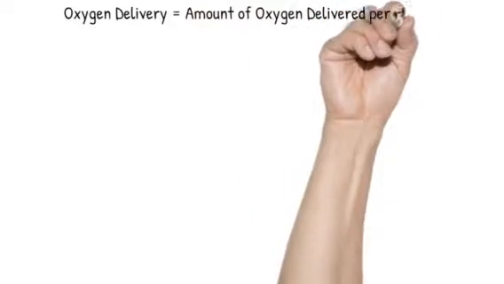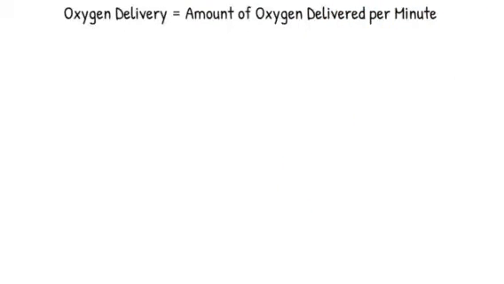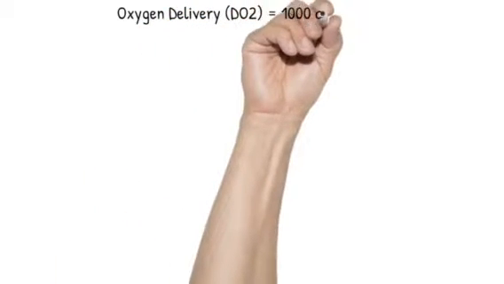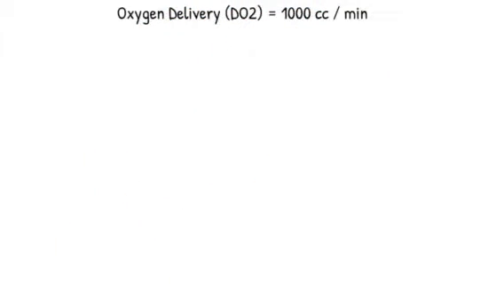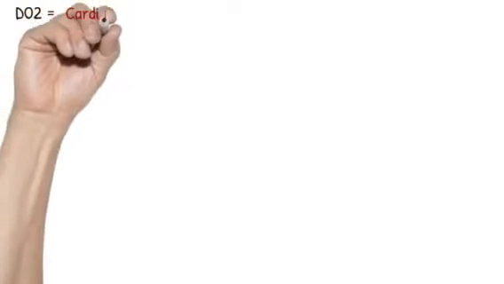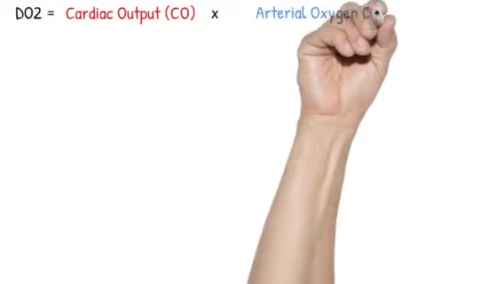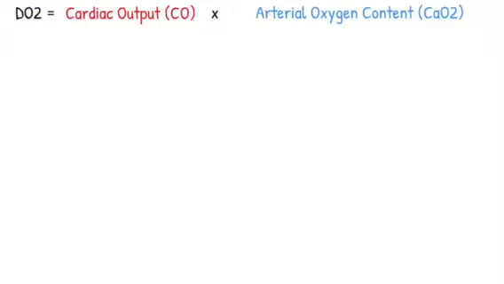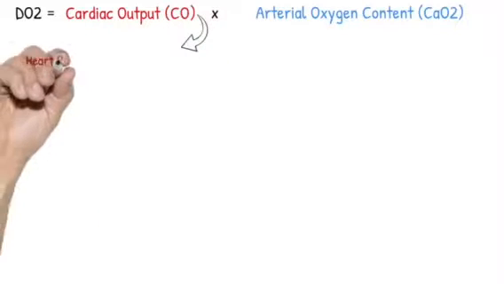Oxygen delivery is a term that describes the amount of oxygen delivered per minute to the systemic circulation. Normal oxygen delivery for an adult at rest is approximately 1,000 cc's per minute. Oxygen delivery equals cardiac output times the arterial oxygen content. Let's start with cardiac output.